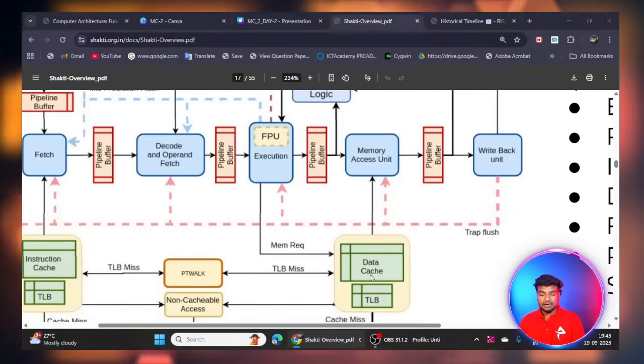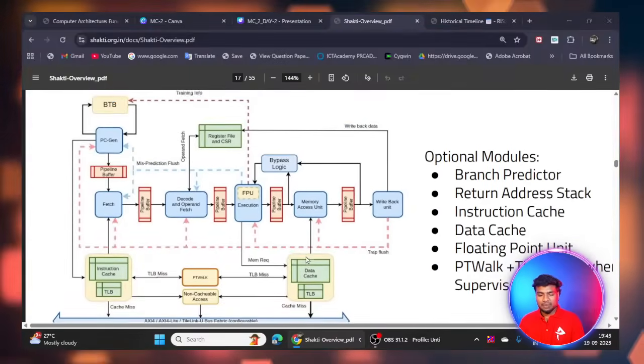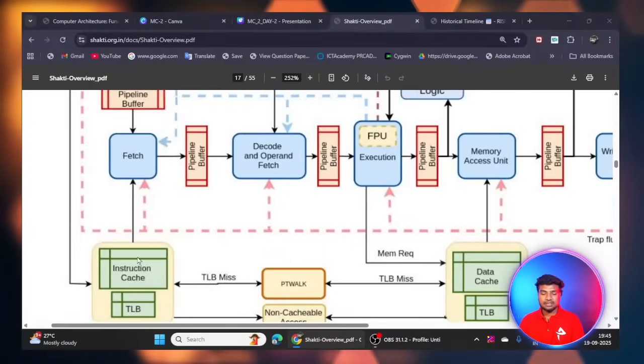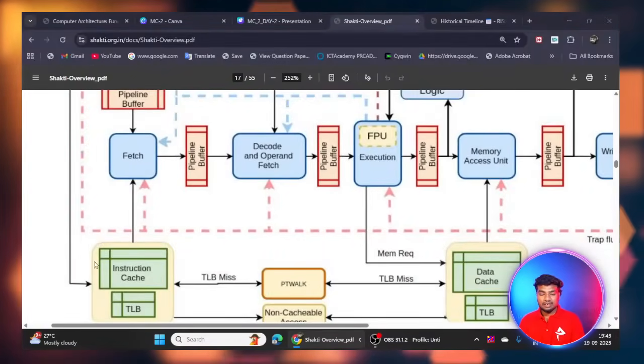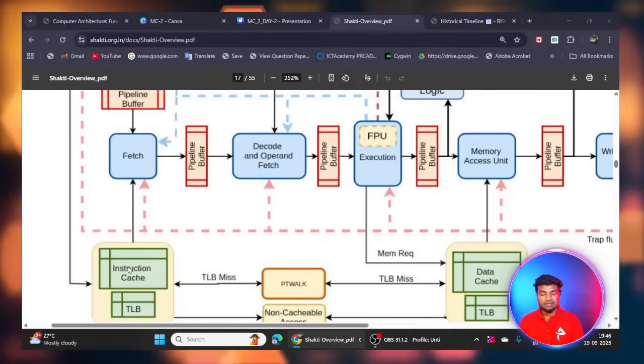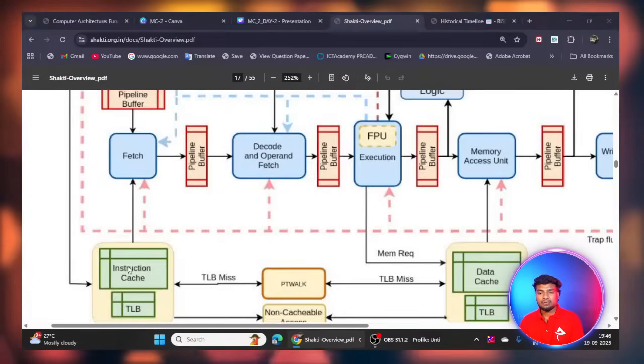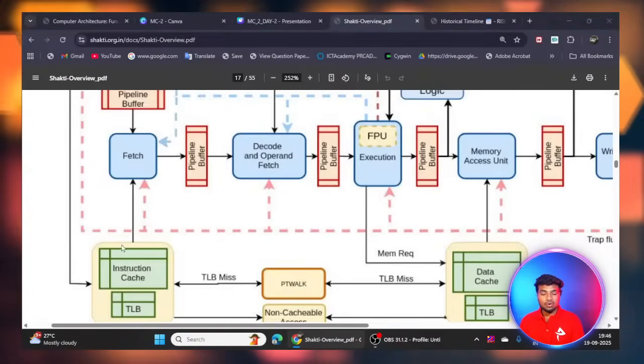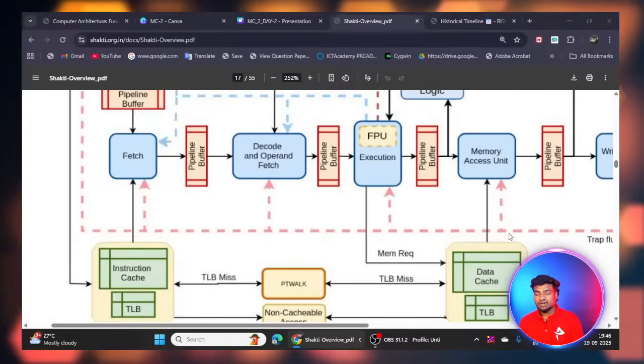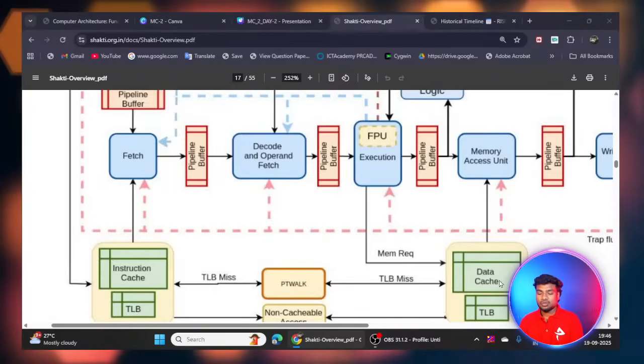Here you can see the data cache. So here it's memory only. The data cache and the instruction cache are memory only. In this cache memory, the CPU will store the instructions we are performing. Those are stored in this instruction cache only. Data are stored in the data cache memory.